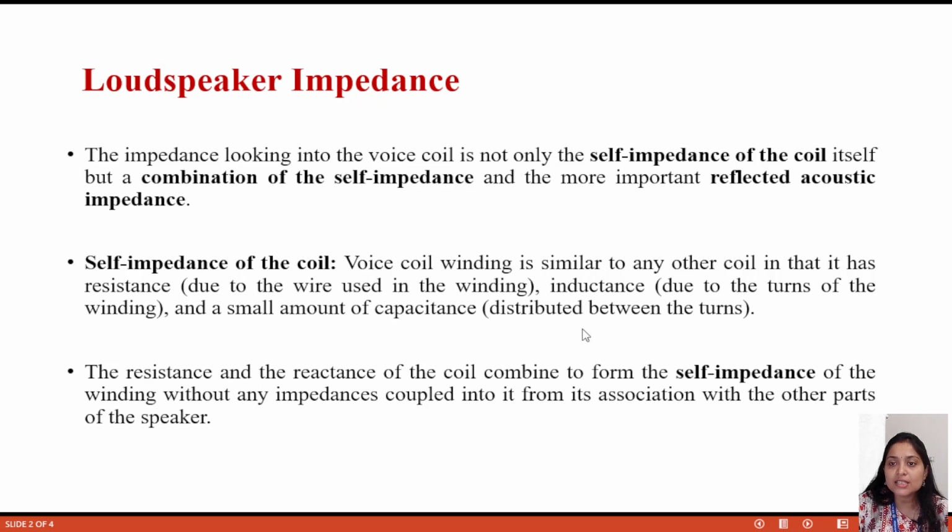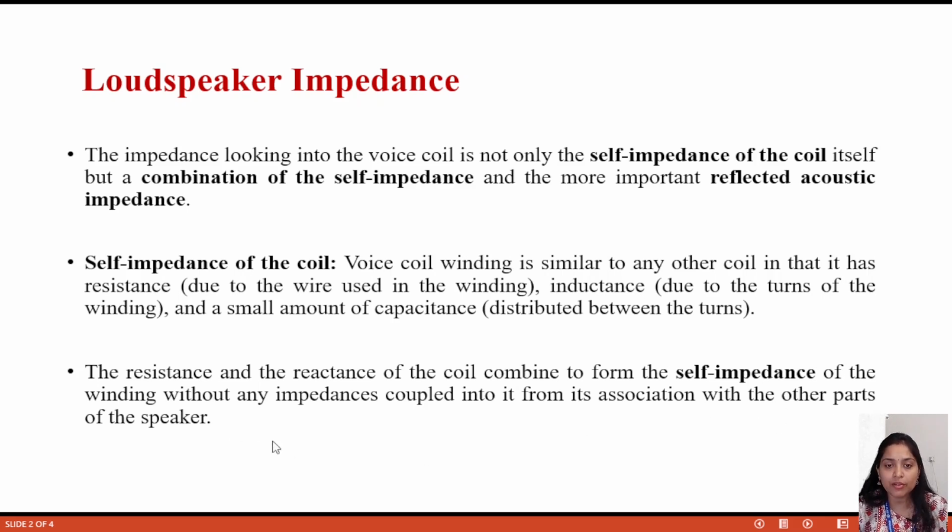So impedance is made up of inductance, capacitance, and also resistance: the resistance and reactance of the coil. Reactance is formed by the inductance and capacitance of the coil, and the resistance is already there. The resistance and the reactance of the coil combine to form the self impedance of the winding, without any impedance coupled into it from its association with the other parts of the speaker.